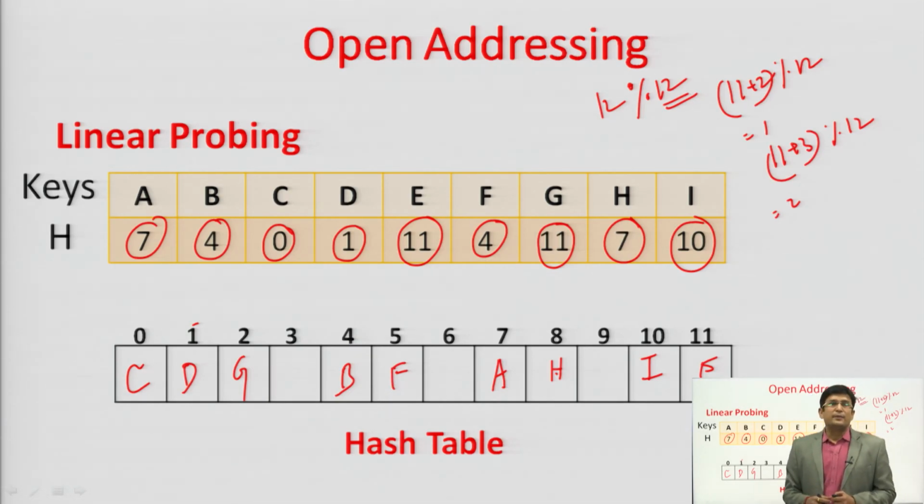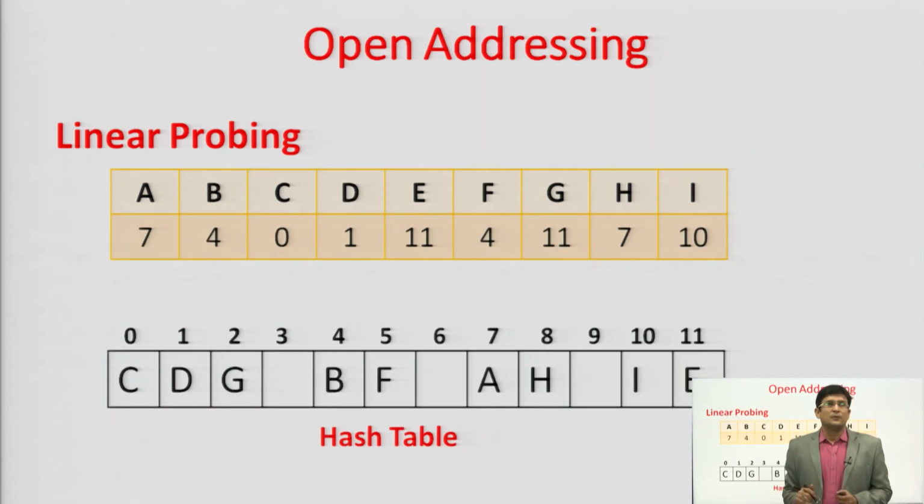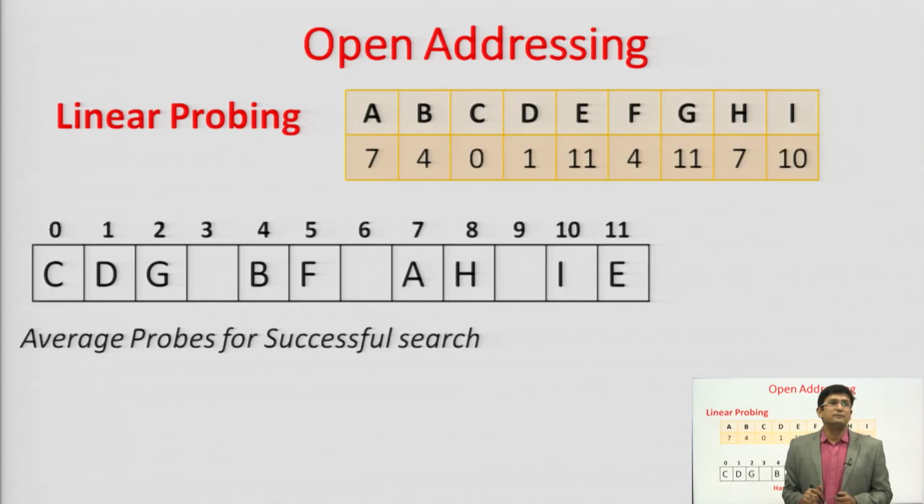So this way the linear probing goes. In the linear probing, in case a location is busy, you just see the next location. In case that is also busy, you see the next location. So this is the table that we have actually found after the storage. You can search also with a similar mechanism.